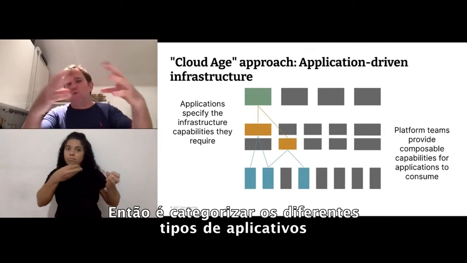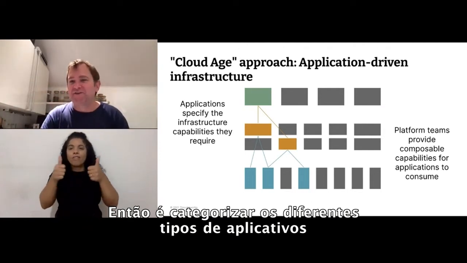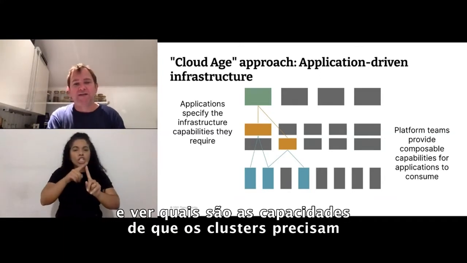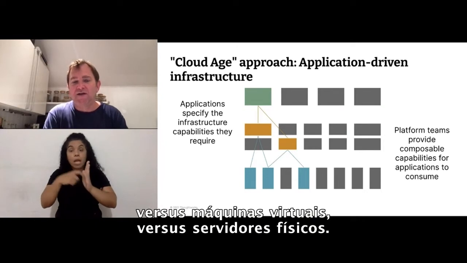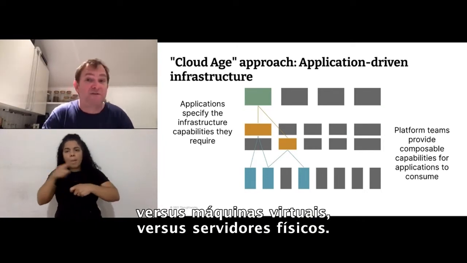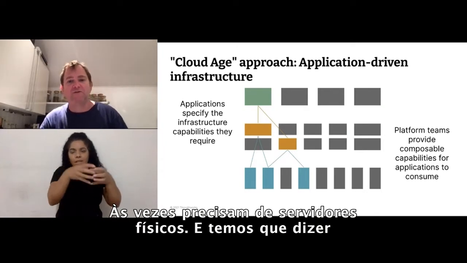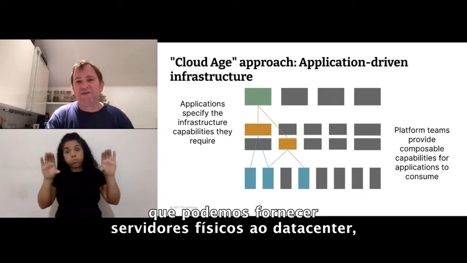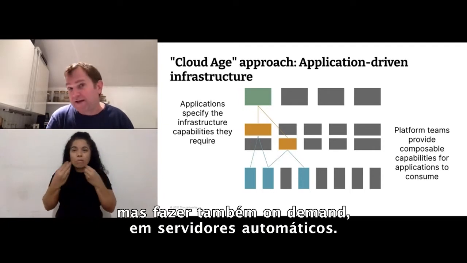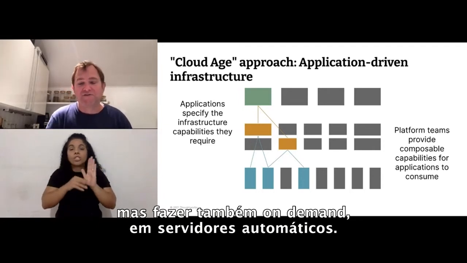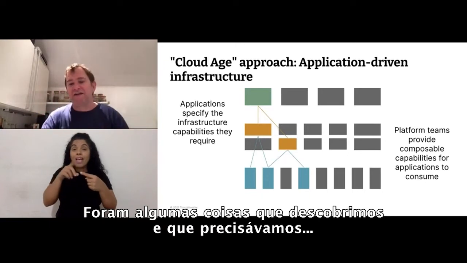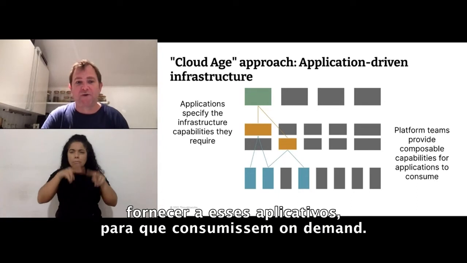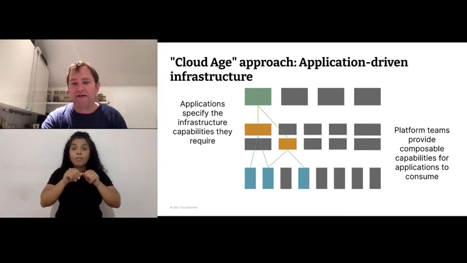So it's categorizing the different types of applications and workloads that we need to run, and then looking at the different capabilities that we need to provide to those: container clusters versus virtual machines versus physical servers. In some cases, they need physical servers, so we have to be able to provision and provide physical servers in the data center on demand, automatically. Those were some of the things we worked out that we needed to provide to those applications, and a way for them to consume them on demand.